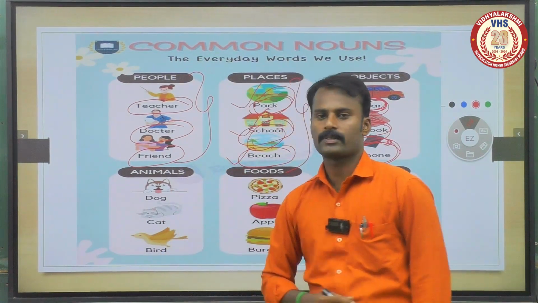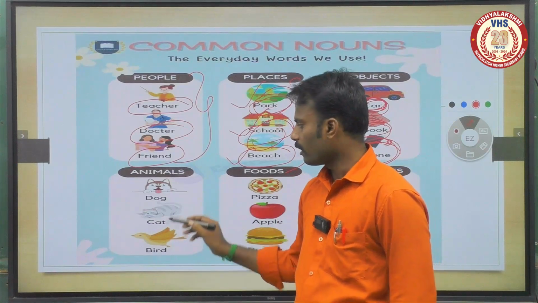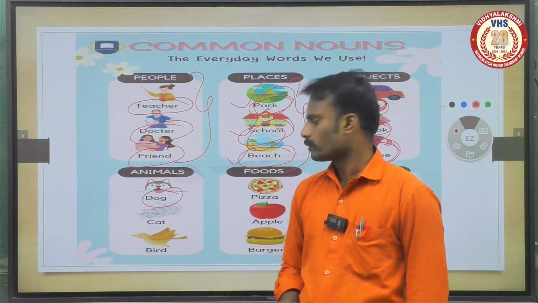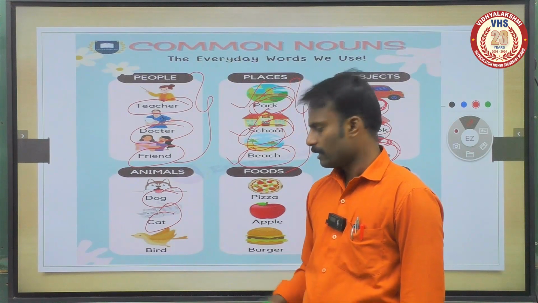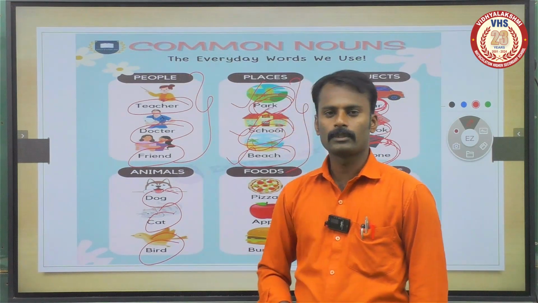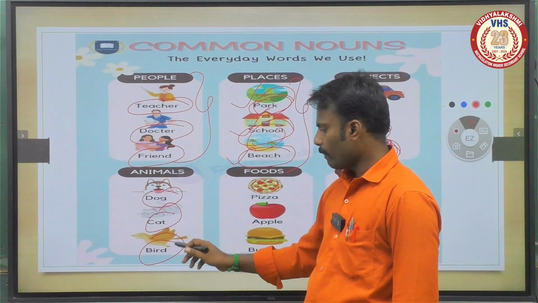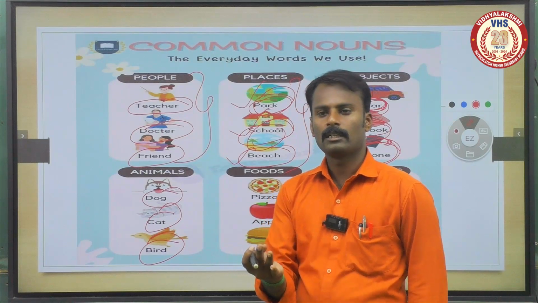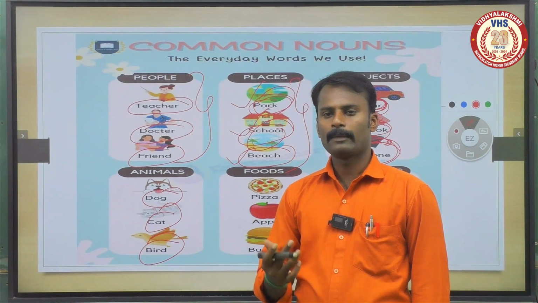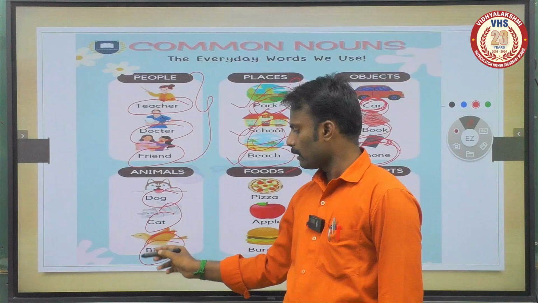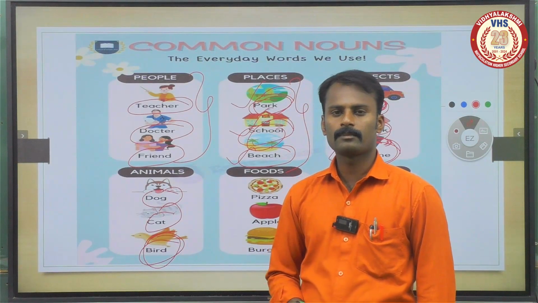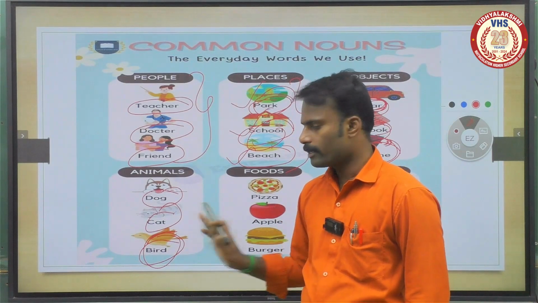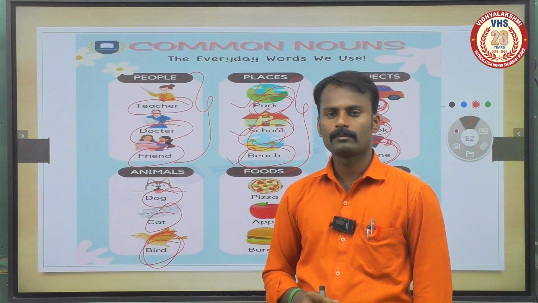Next, animals. Animals, see, dog. Dog is a common noun, and a cat, cat is also a common noun, and bird, bird is also a common noun. Okay, there are many varieties of birds. If I say sparrow, cuckoo, dove, pigeon, if I mention the name of the bird, that is a proper noun. Here I didn't mention the name of the bird, I just mentioned bird, so this is called a common noun.